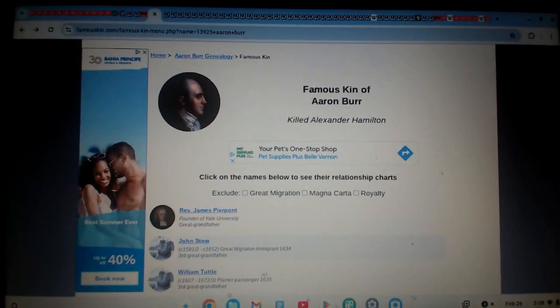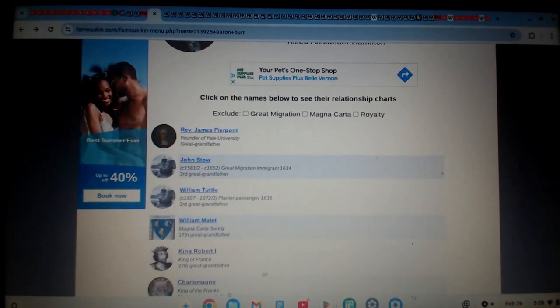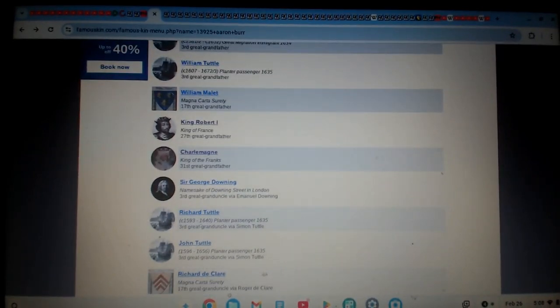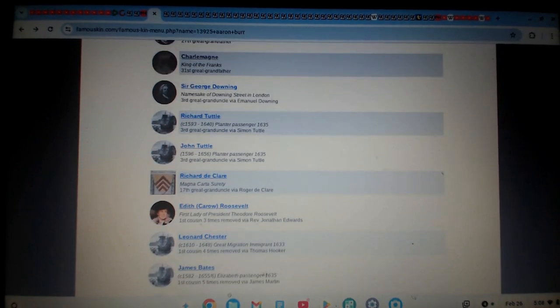Now here's Aaron Burr, and let's see who his grandparents were. Oh, he's got Robert I and Charlemagne. So he's only got two. And he's only got one Magna Carta person that he's a grandchild to. I mean, he's got the rest too. Don't get me wrong. He's just cousins. He's cousin to everybody else.